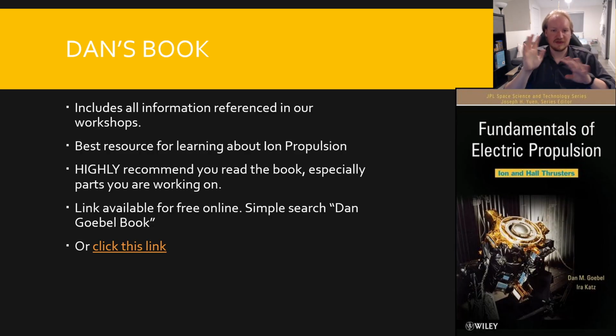So when following along with this, all of the section numbers are going to be referencing the first edition because there was some stuff that was reorganized. So just keep that in mind. Look for the first edition. You should be able to find it online if you just search Dan Goebel book or Goebel and Katz. Any of those should pull it up, and you can get it for free from NASA and read it online.